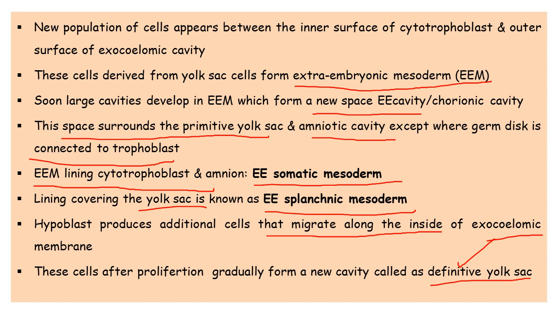So the hypoblast later on produces additional cells that migrate along the side of the exocoelomic membrane, and they will form the definitive yolk sac. So these cells migrate to form a complete lining in which a small cavity is present, and that is going to form the secondary yolk sac, or you can say the definitive yolk sac, that is going to persist further. The primary yolk sac degenerates and will be erased, and it can later be observed in the form of small pouch-like structures in the chorionic cavities.